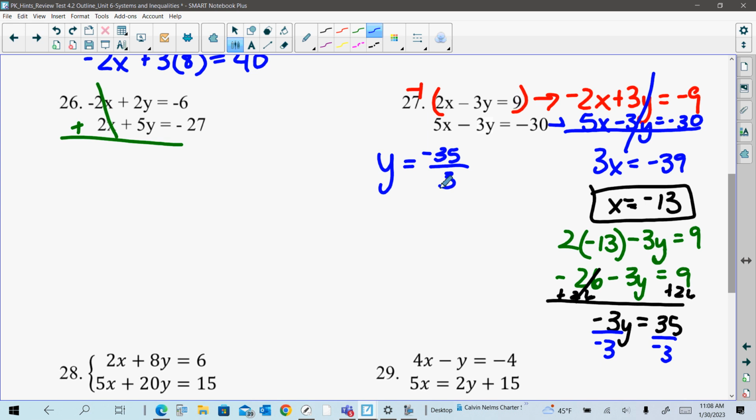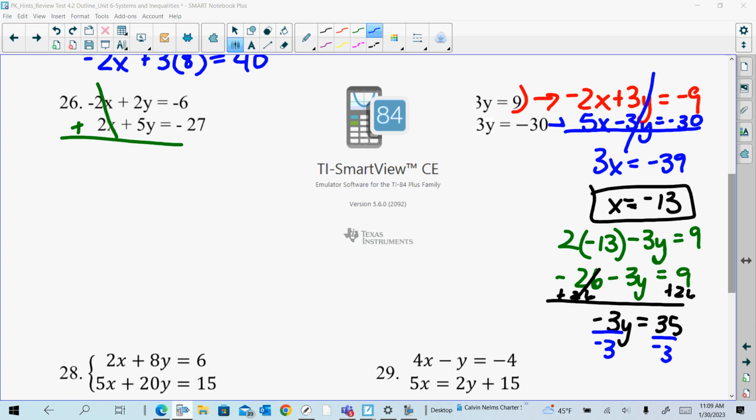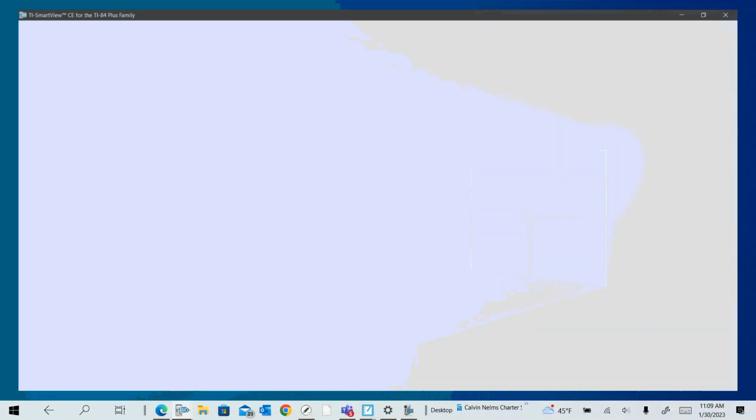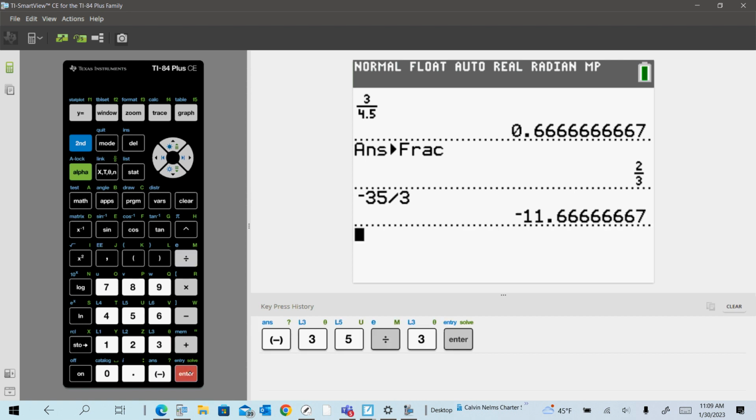Or if you write the decimal answer, I don't know what that is. You're going to have to round if you do the decimal, because I don't think it's repeating. Let me double check. Negative 35 divided by 3. Oh, yeah. The 6 is repeating. Are we okay? So you can have fraction or decimal answers. That's possible.